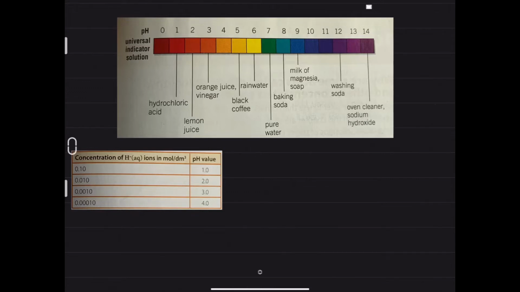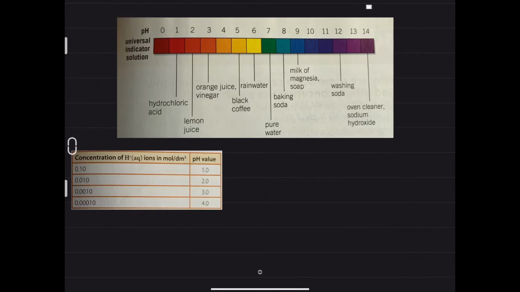You would have come across this in previous years, the pH scale and its corresponding universal indicator solution color. Here you've got a few items that you can actually put towards those pH values and color variations. So just make a note of that if this is something that you are not confident with.